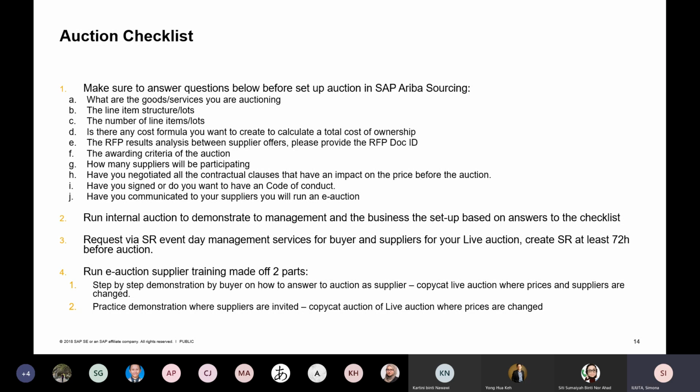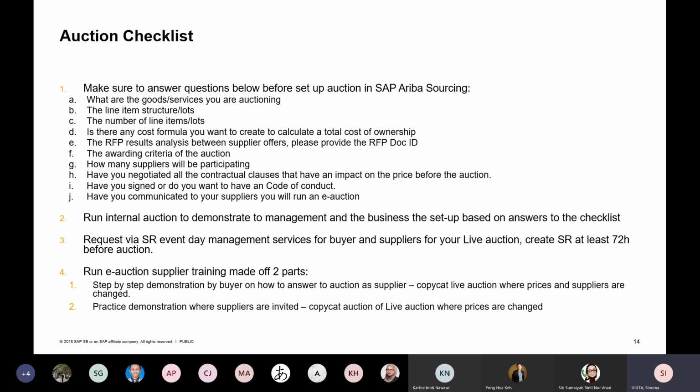You need to be able to know what your awarding criteria are for the auction and for the entire contract. What does this mean? Do I want to have 1 winner, 2 winners, 3 winners? And if I want to have some savings, what is the percentage of savings I want to reach?